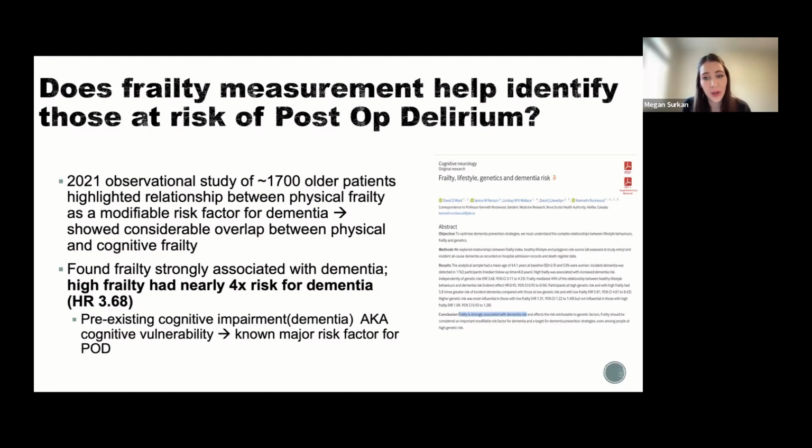This was another paper authored by a few different people, including Dr. Rockwood, in 2021. It was an observational study of about 1,700 older people, and it really highlighted that there seems to be a connection between physical frailty as a modifiable risk factor for dementia, or cognitive frailty, so to speak. It found frailty was strongly associated with dementia. High frailty had nearly 4 times the risk for dementia. And as we know, pre-existing cognitive impairment or dementia is a very well-known risk factor for postoperative delirium.